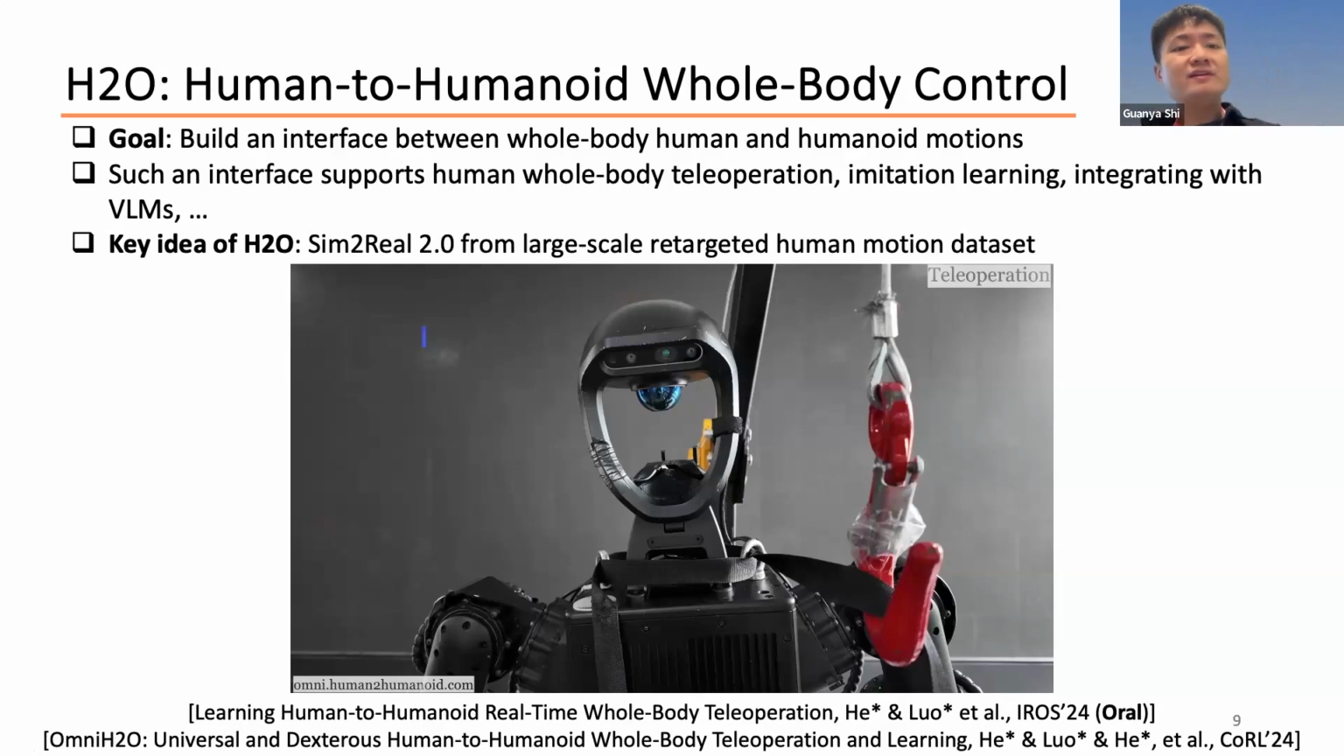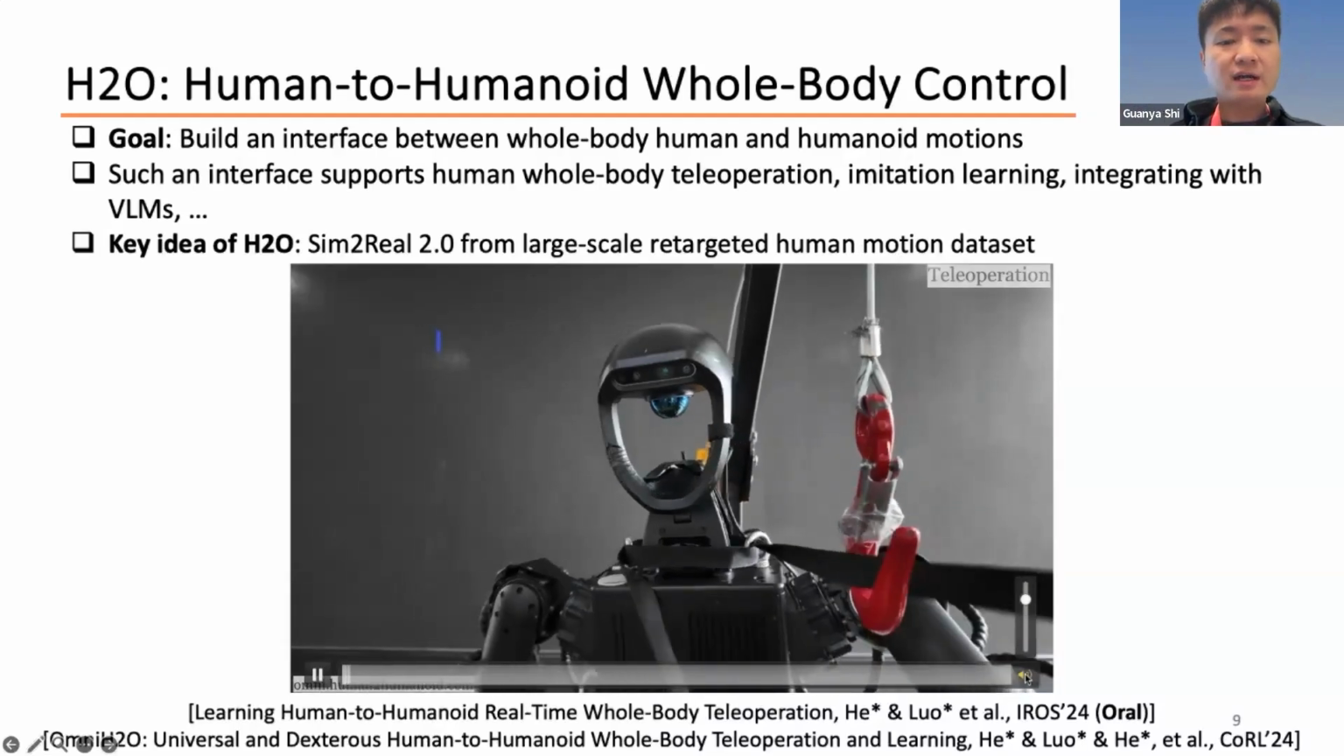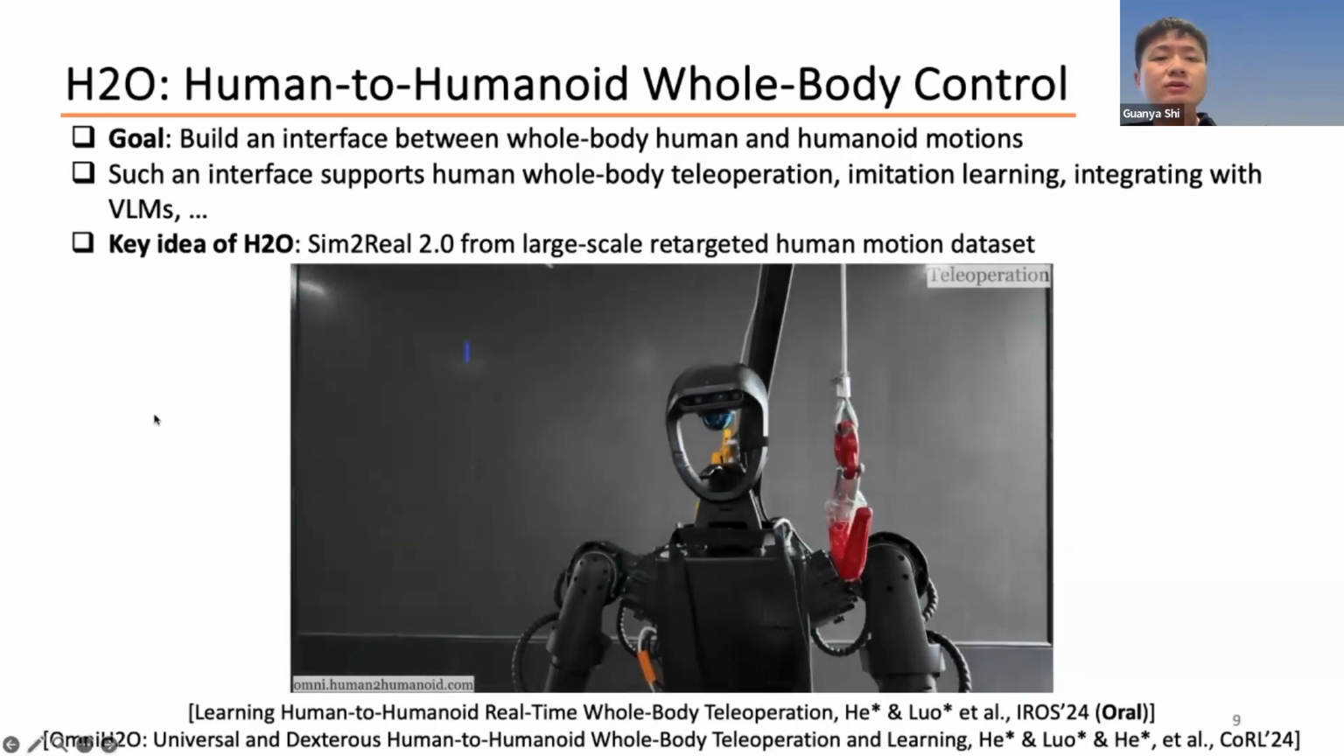And we wanted this interface to support many different things, right? We wanted to use this interface for whole body teleoperation, meaning that you're real-time teleoperating a humanoid, and imitation learning, and integrating with foundation models like VLAs. And the key idea of H2O is exactly the Sim2Real 2.0 idea I just mentioned, from a large-scale retargeted human motion dataset. Okay, I'm gonna play this video first to give you a sense of what this framework can do.